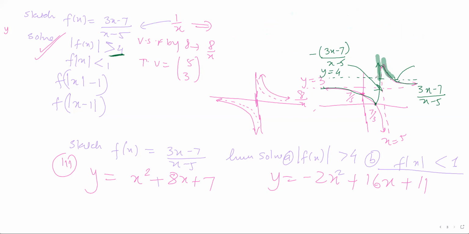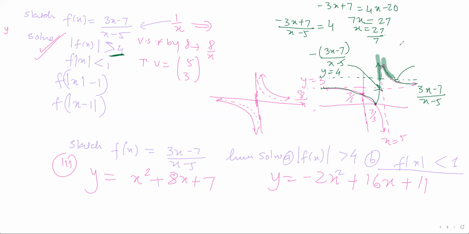Now, here, this one I'm going to equate. So minus 3x plus 7 over x minus 5. Remember, don't multiply this with the denominator also. That's a common mistake we make. Equate to 4. So you'll get minus 3x plus 7 equals 4x minus 20. Bring it to one side, so you'll get 7x equals 27. So x is 27 upon 7. So this coordinate is basically 27 upon 7.